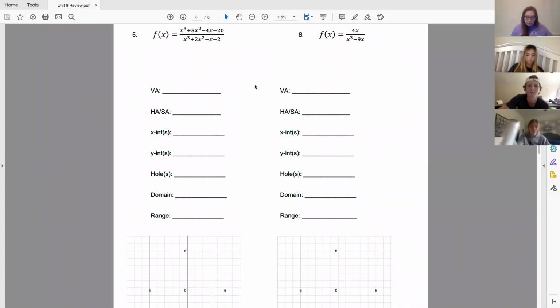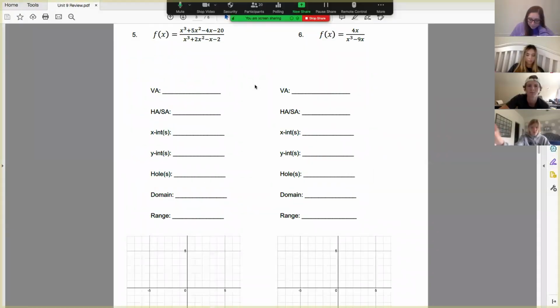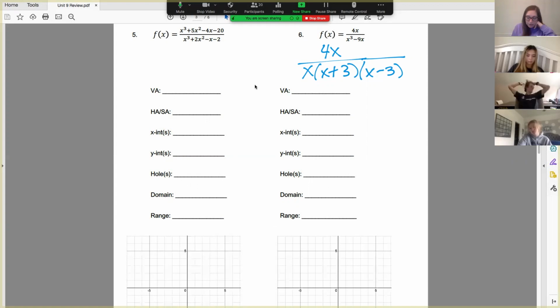So number 6, I can factor the denominator to be 4x over, if I take out an x, I'm left with x squared minus 9, but I'm just going to go ahead and factor that to be x plus 3, x minus 3 in one step. Then I look and see if I can cancel anything, which I can. The x's cancel, which tells me that I have a hole at 0. If it's just an x that cancels, the hole is at 0.